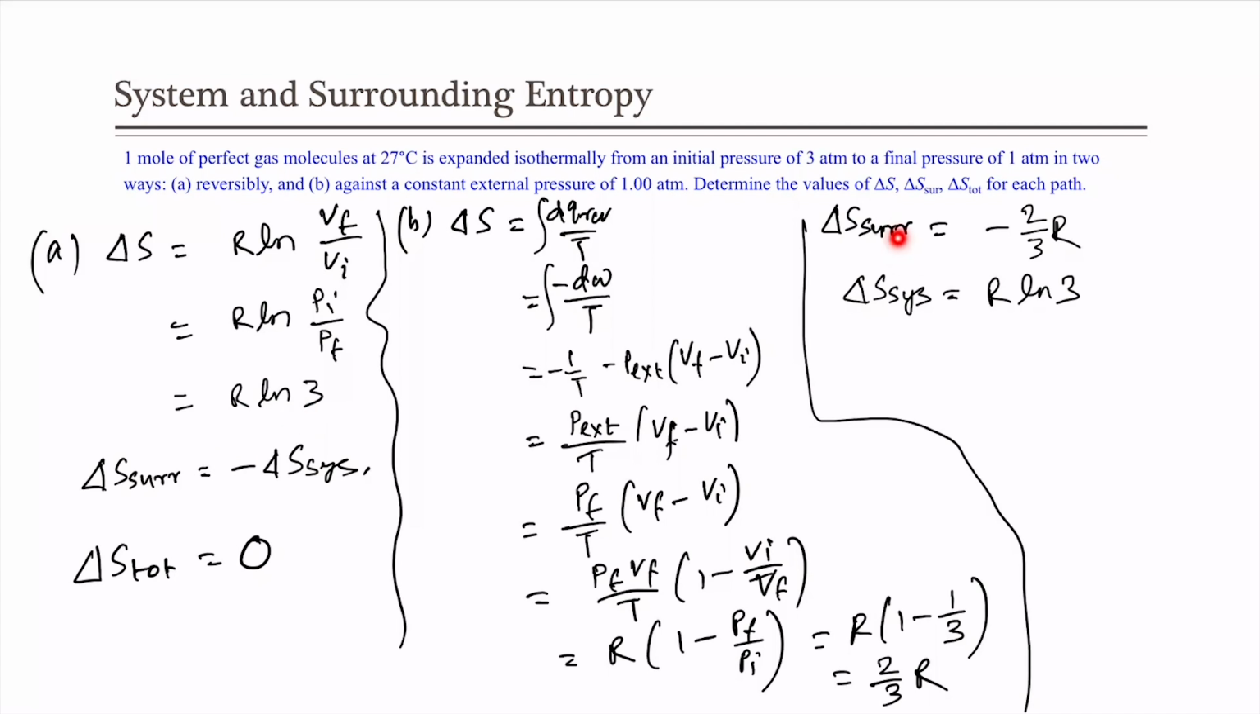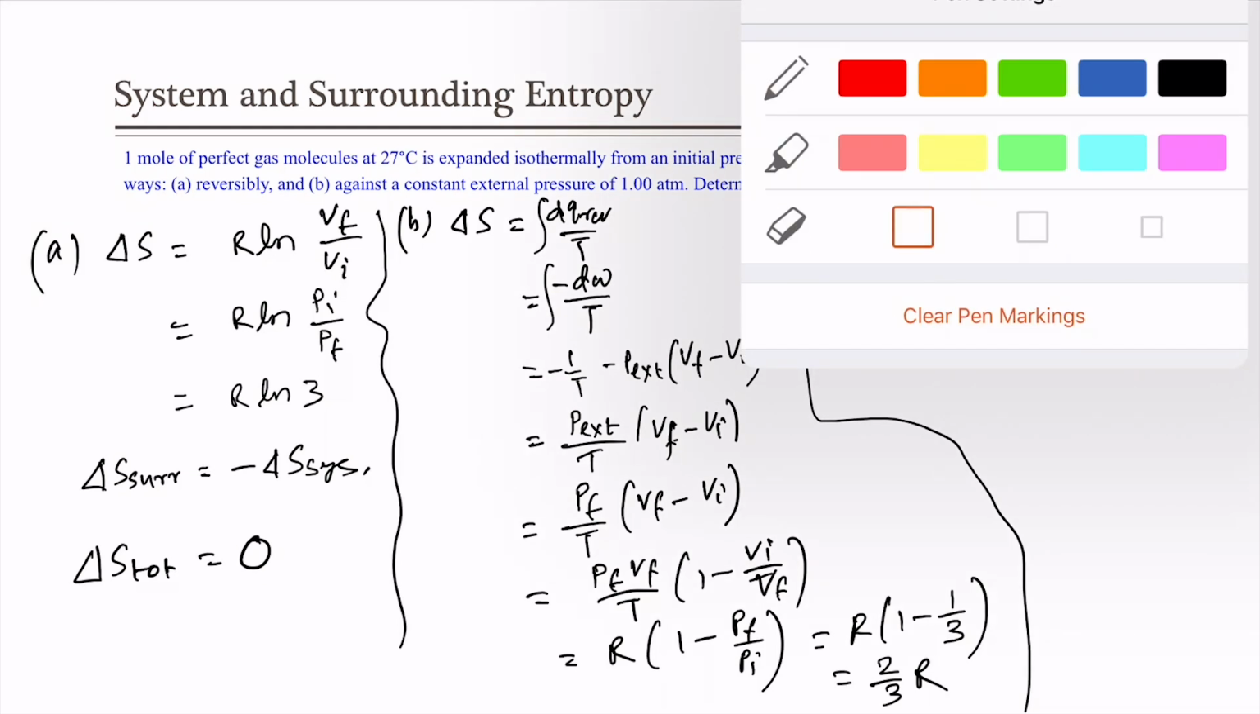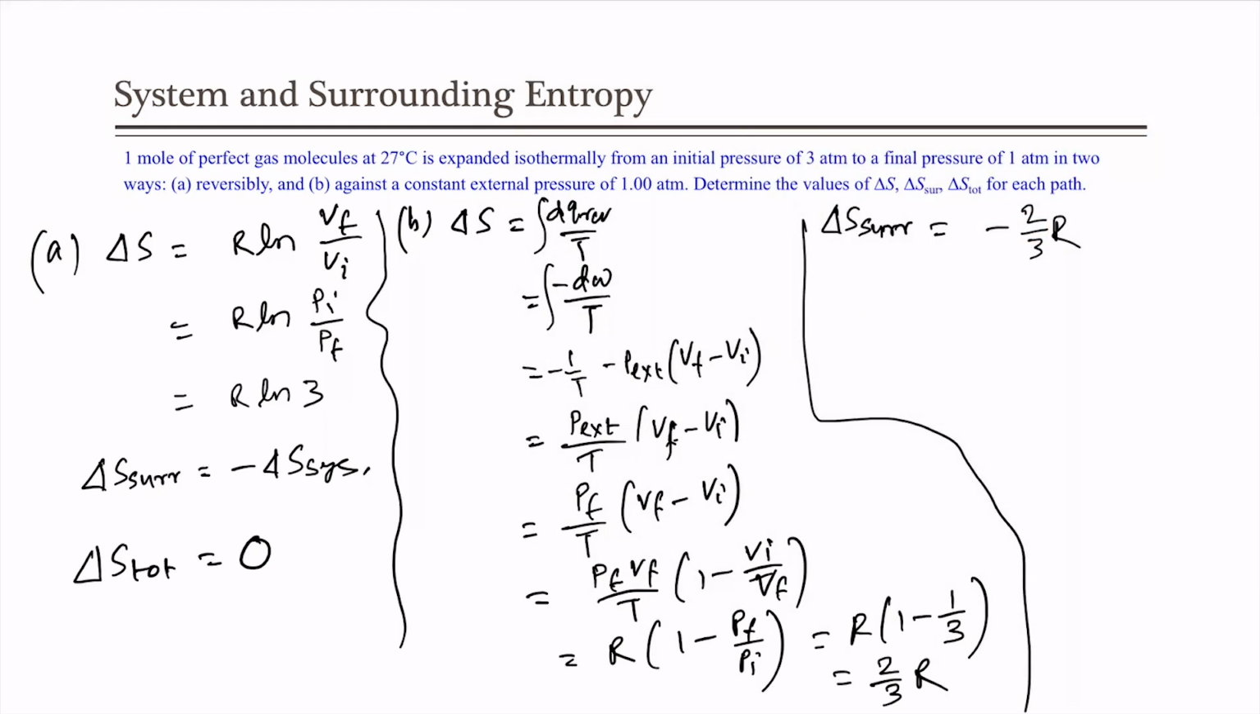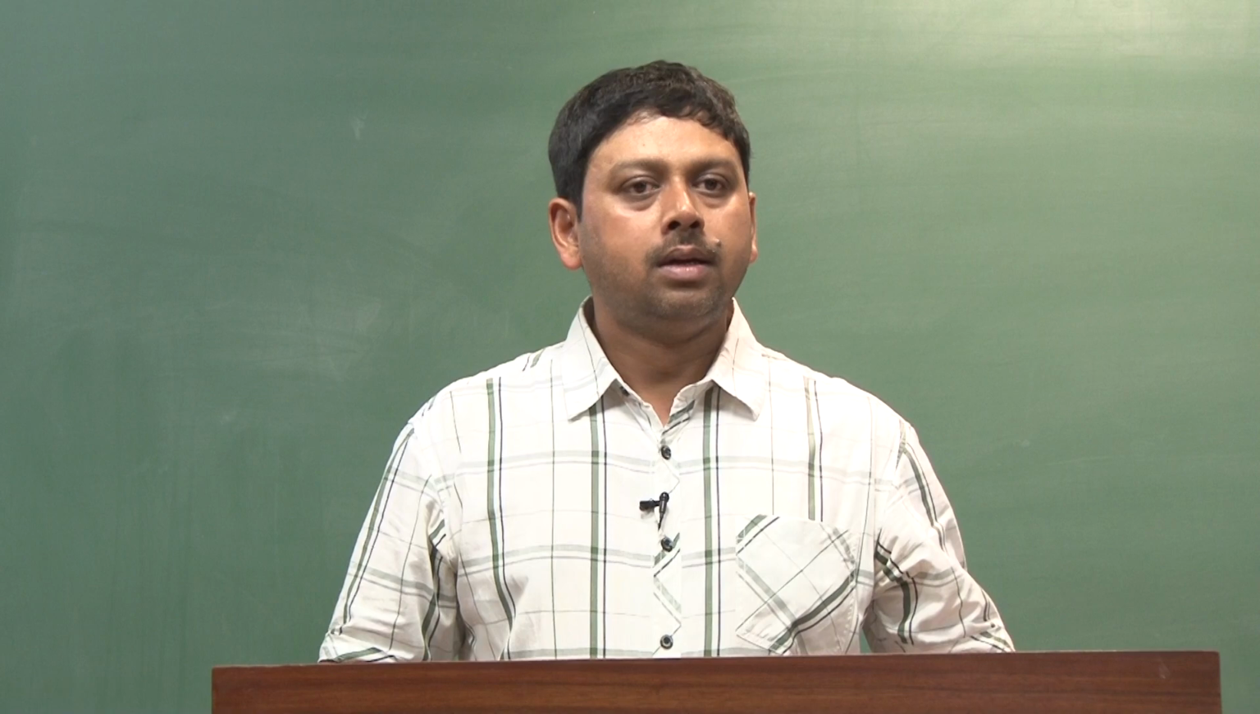However, the surroundings entropy, first of all, will be negative, and secondly it is calculated the way I have shown here. So now the total entropy. So this is the surroundings entropy, and the system entropy is R ln 3 for the second problem, problem B. So the total entropy is R ln 3 minus 2 by 3 R. Okay. So what we are calculating here actually is the surroundings entropy.